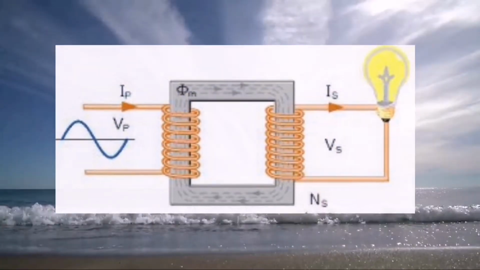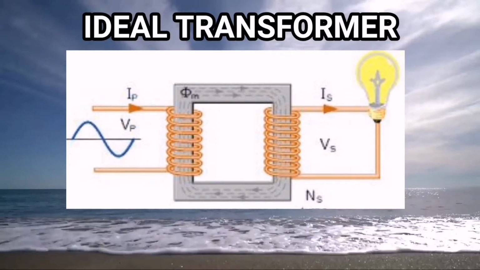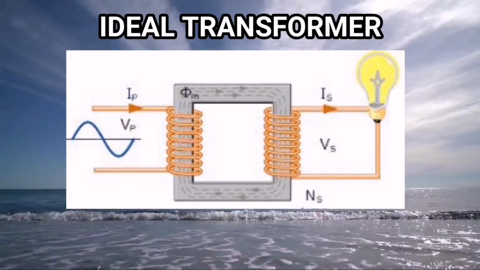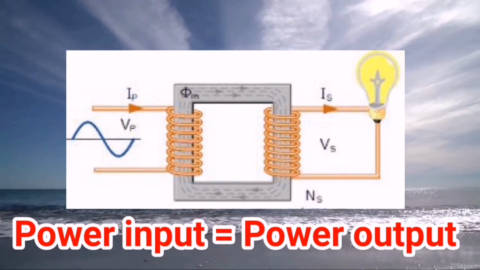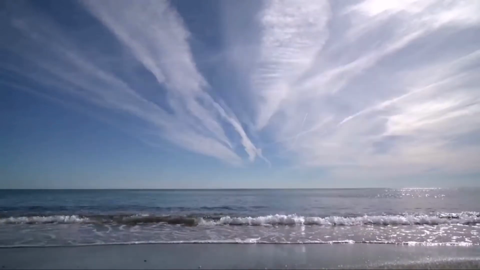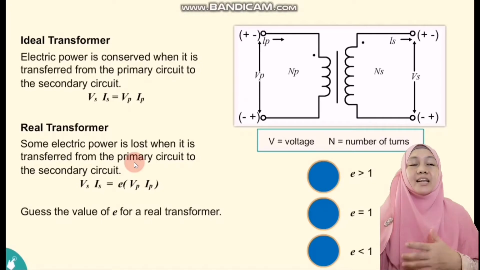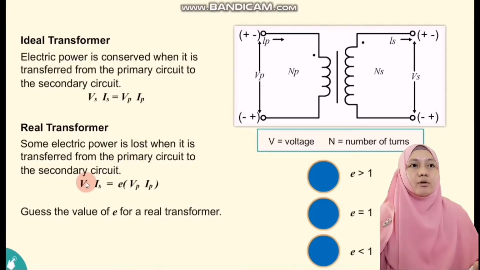Previously, we have learned about ideal transformer, where in this type of transformer, the electrical power is conserved when it is transferred from the primary circuit to the secondary circuit. But in a real transformer, some of the electric power is lost when it is transferred from the primary circuit to the secondary circuit. For example, as for ideal transformer, the ratio of the input power to the output power will be equal to 1.